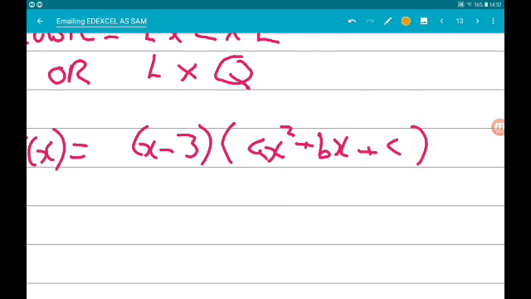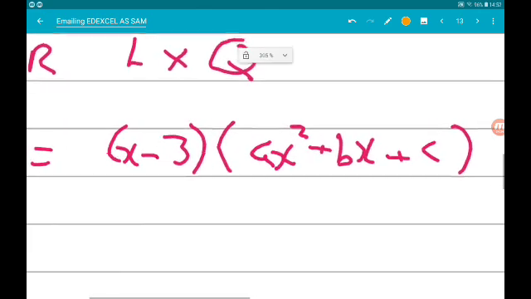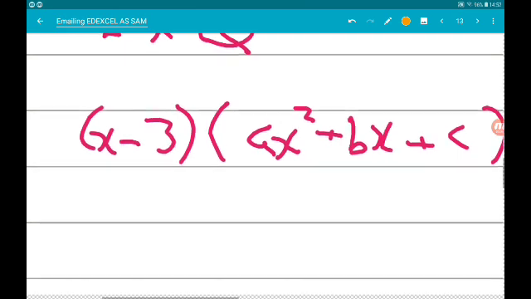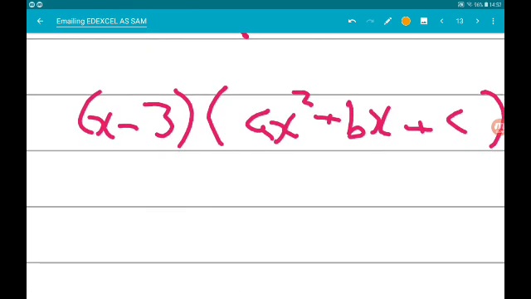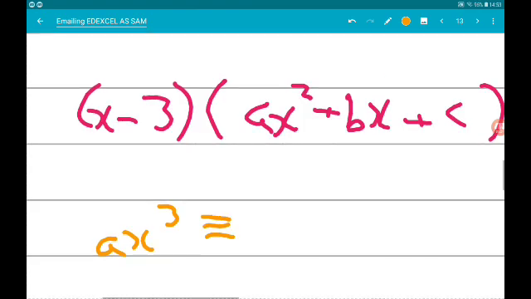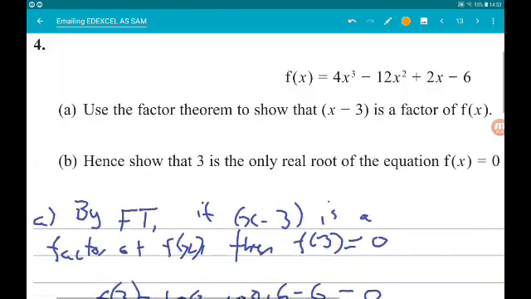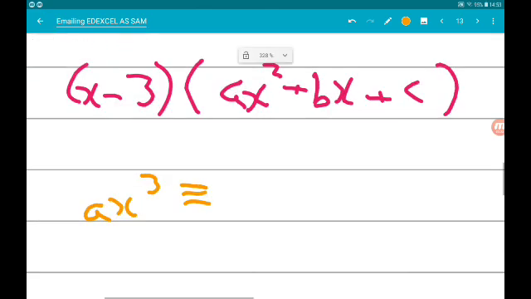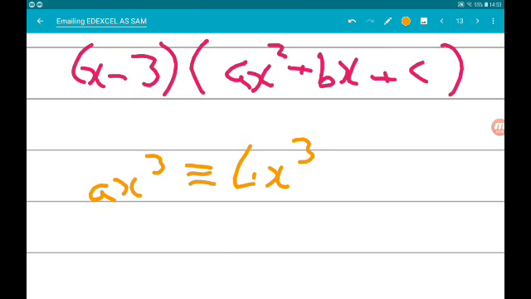the simplest way. So if we expanded x minus 3 times the quadratic, let's think about what x cubed term we would get. We would get a x cubed. Now that would be the only cube term. So ax cubed has to be identical to 4x cubed. So that means then that a is 4.